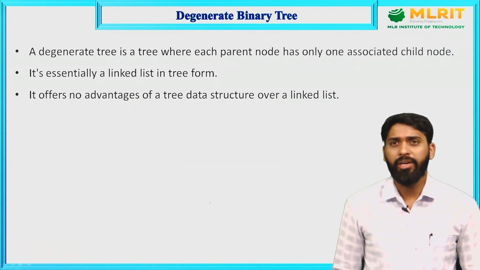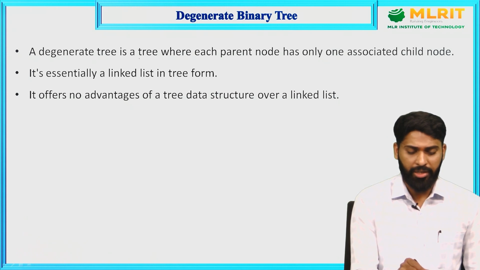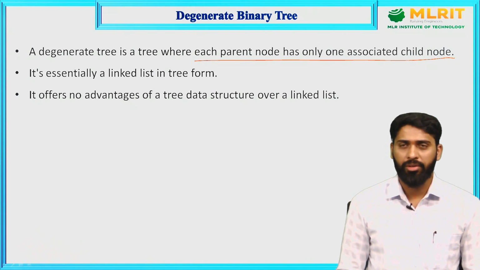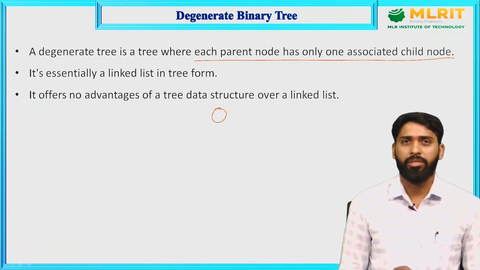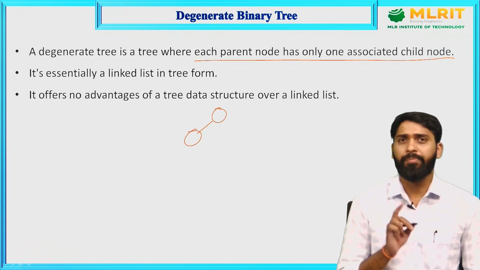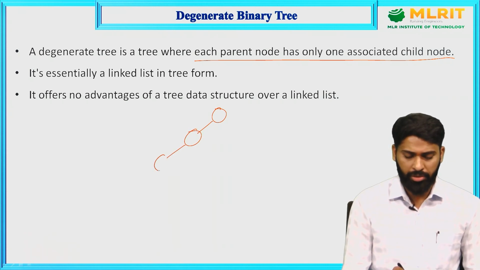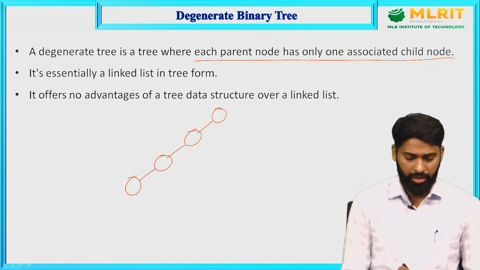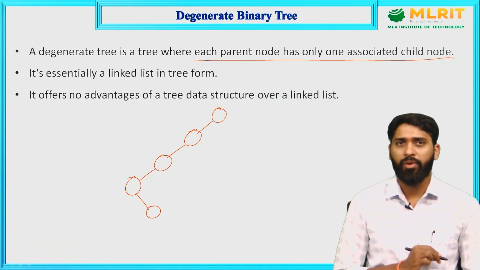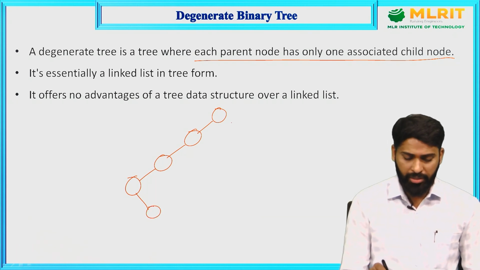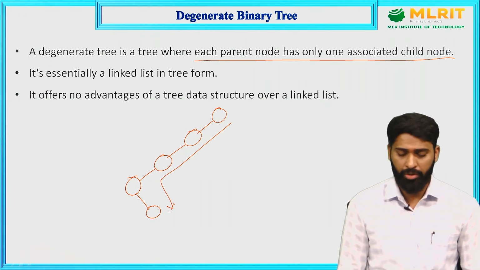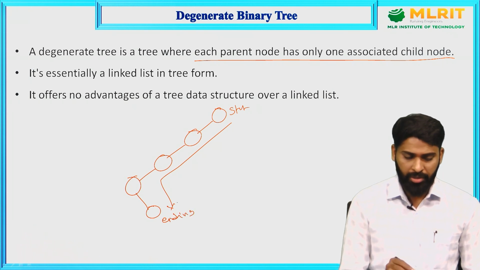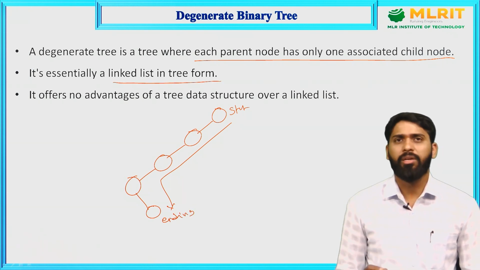Okay. Degenerate binary tree. A degenerate tree is a tree where each parent node has only one associated child node. One associated child means, this is the root, it is associated with only one child. Now, this will be associated with only one child. Now, this will be associated with only one child. Now, this will be associated with only one child. Now, if you observe, it seems like a linked list. Okay. So, this is the starting node. So, this is the ending node. Okay. It is essentially a linked list in tree form.